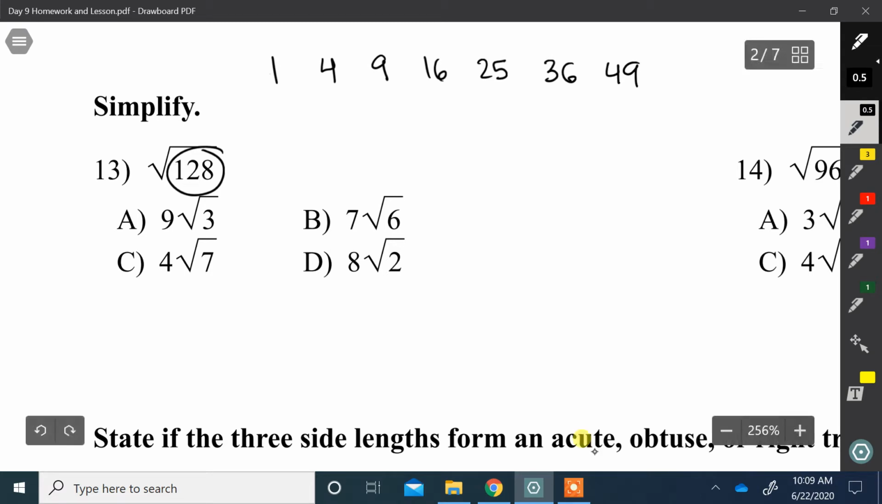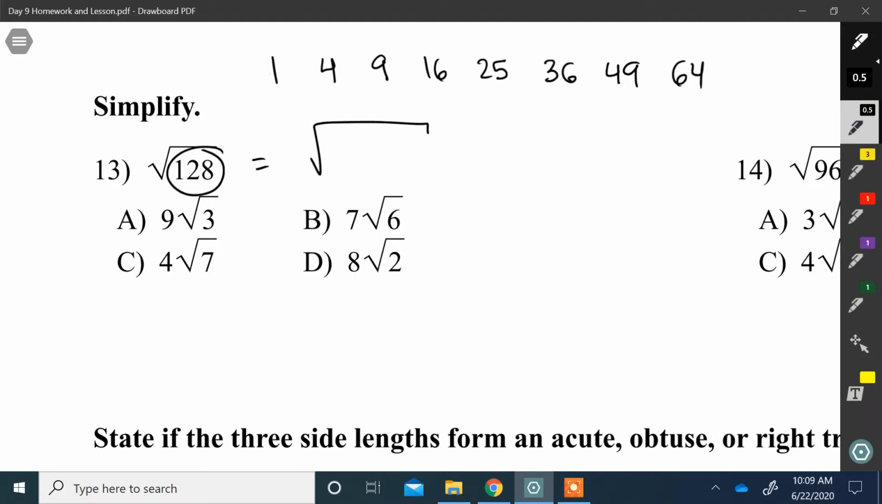You know what, guys? 64. I'm missing 8 times 8. 128 divided by 64. Guess what? That's 2. Okay, so that's what we have to do. So I always try to find the biggest one because that's going to help you figure this out a lot faster. So I can divide this as 64 times 2. 64 times 2 is 128.